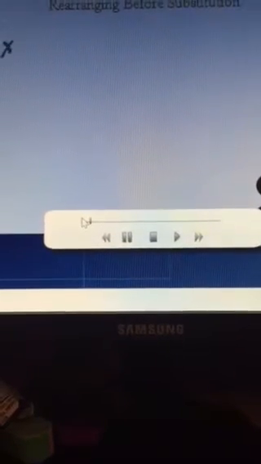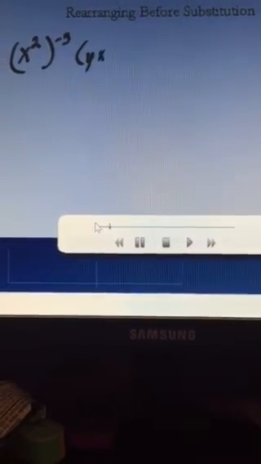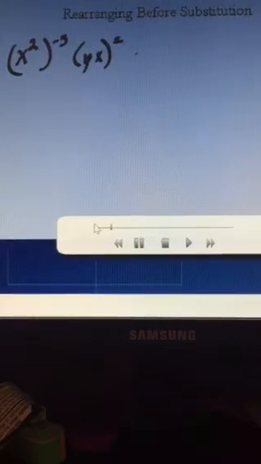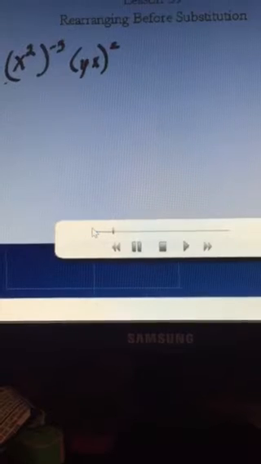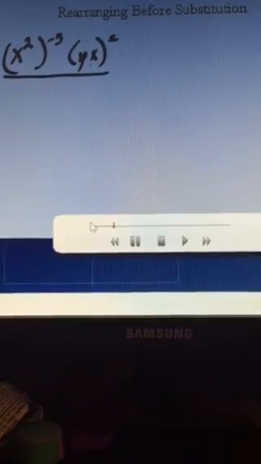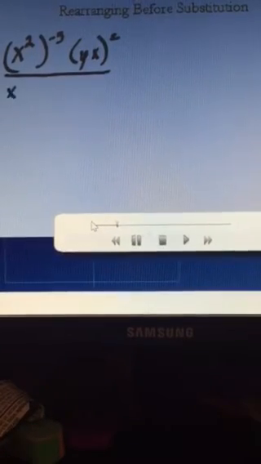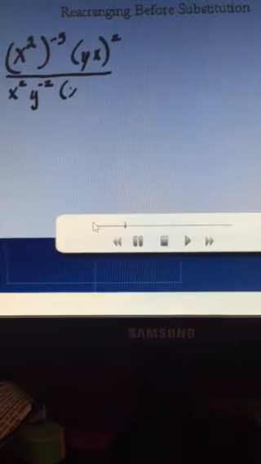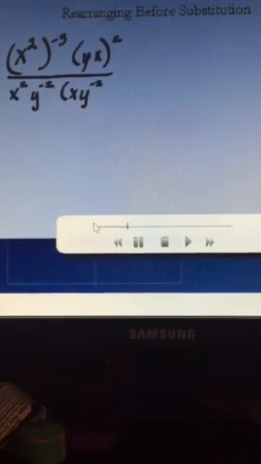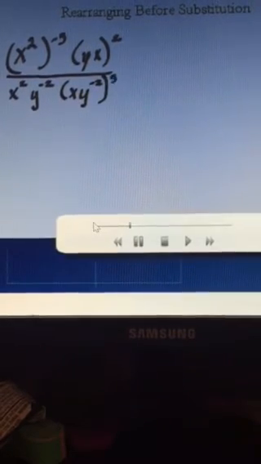Exponents positive. We start out with x squared raised to the negative 3 power, y times x raised to the second power, and then x to the 0, which equals 1, which doesn't affect any of these, so we will leave that off. We have x squared y to the negative 2 power times x y to the negative 2 power raised to the third power.